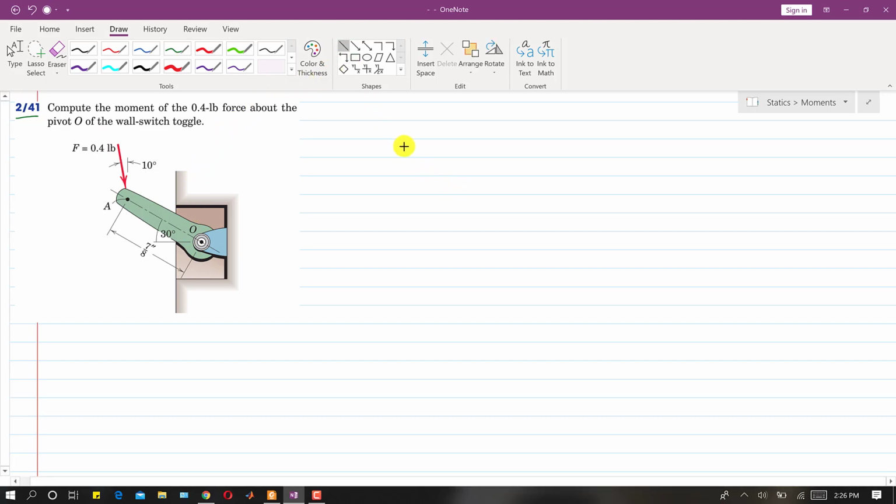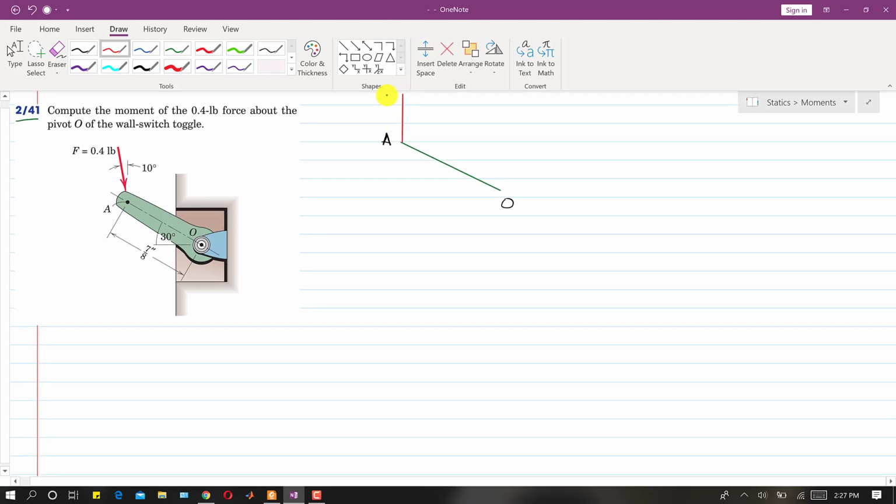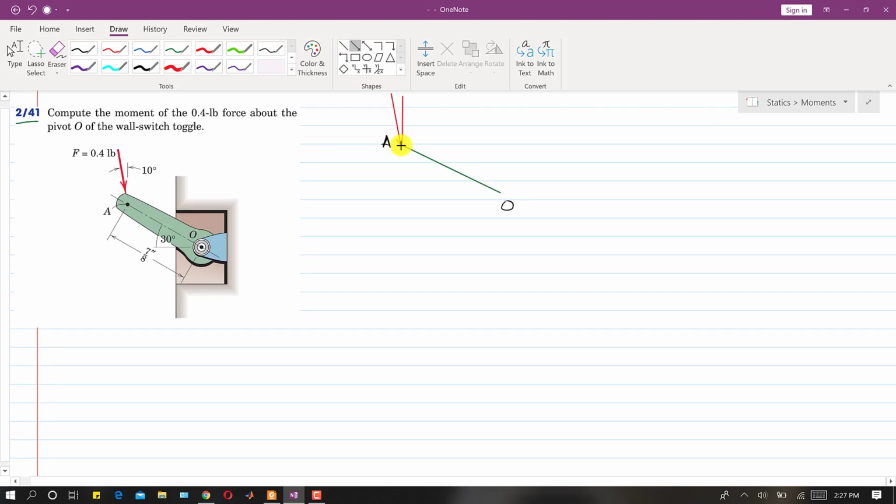Let's suppose this is the AO arm, this is A and this is point O. Let me draw a vertical line. Then this is the force, which is making 10 degrees, so this angle is 10 degrees.